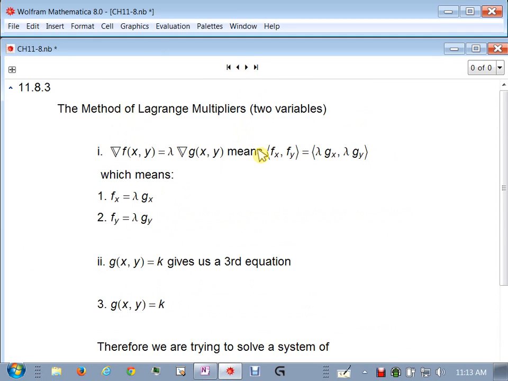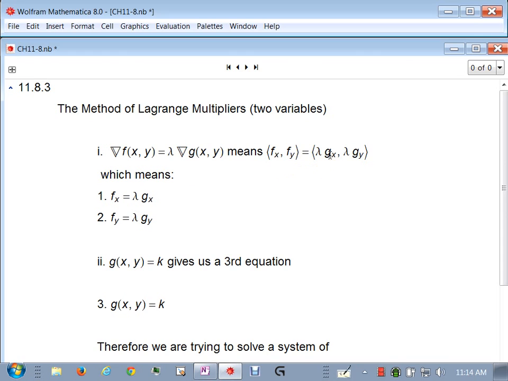All right, so we're still in the same note. Here's the actual method we're going to use. When we're saying that the gradient of F is equal to lambda times the gradient of G, it means that this vector is equal to this vector. Because remember, gradient was the partials. Which means that the only way two vectors can be the same is if their components are the same, right? So we match their components up.